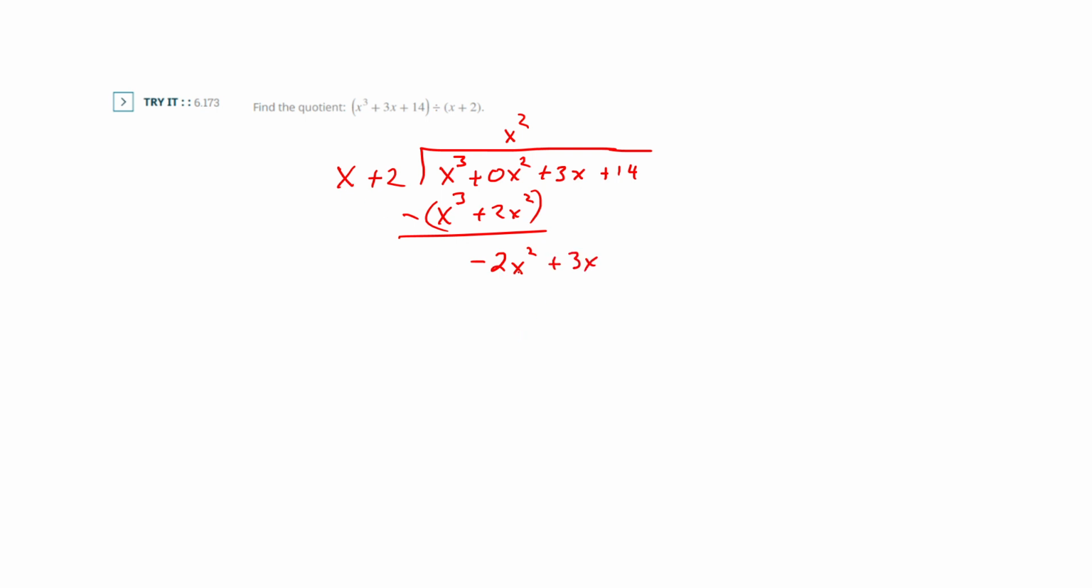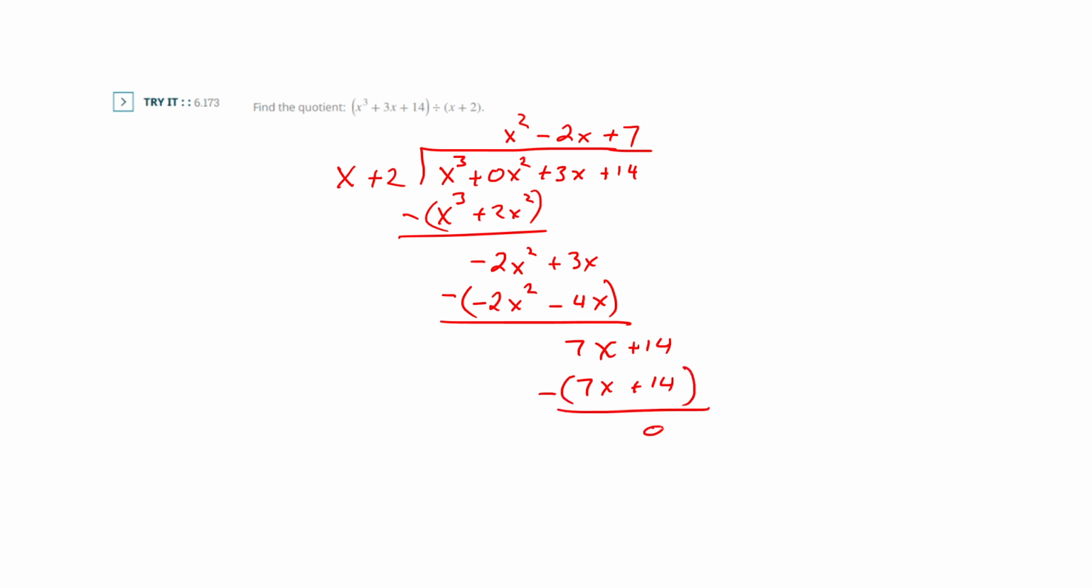How do I turn x into negative 2x squared? Well, I would be negative 2x. Okay, negative 2x multiplied through here. Do my remainders. This is plus 4x, so I have 7x. Bring down my 14. x into 7x is plus 7. So then the same thing. Oh, no remainder this time. 7x plus 14. There's no remainder.